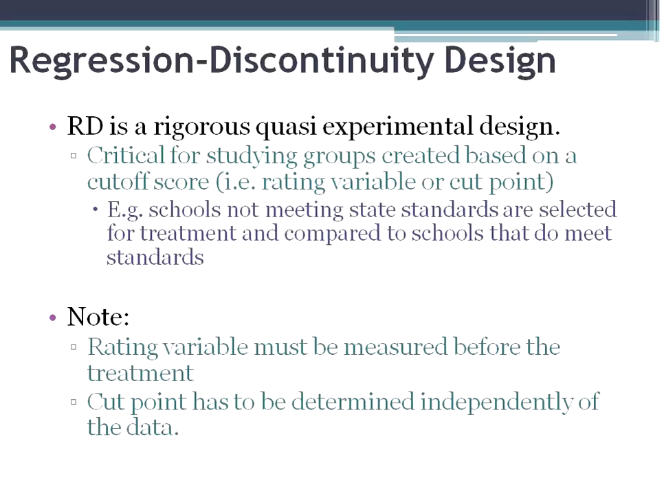And the cut point needs to be determined independently. You can't look over your data and then decide, okay, well, based on what the data are, I'm going to have a cut point here, because then you're sort of artificially selecting some people to be included versus not included in your treatment and control group. So you want to make sure that we're measuring the rating variable before the treatment and the cut point is determined independently. There's some sort of state board that says this is the critical cut point for meeting standards or what have you.